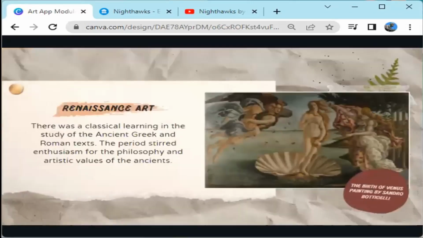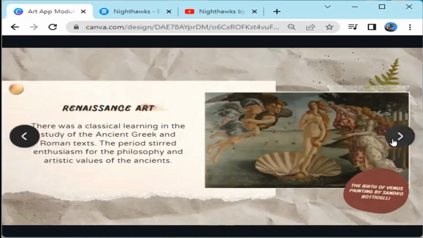And yun din yung mapapansin natin sa most Renaissance art because bumalik yung ganong tradition. So there was a classical learning in the study of ancient Greek and Roman texts, and the period sparked enthusiasm for the philosophy and artistic values of the ancient. So this is what we get to see here, The Birth of Venus, painting by Sandro Botticelli. So yung mga gods and goddesses, mythical figures ng Greek and Roman, sila rin yung naging focus nung time na to.